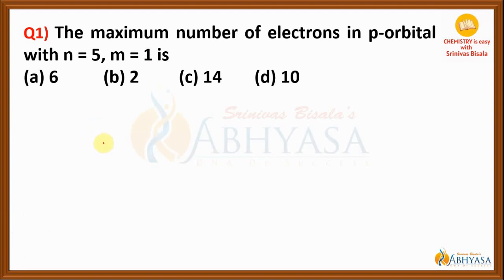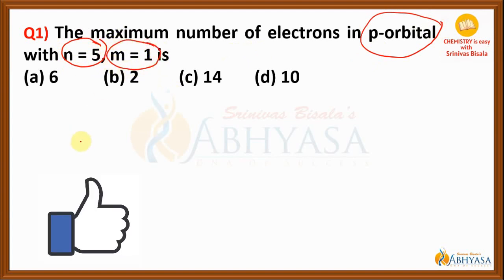Let's see how to solve this. All these are very easy questions. The only thing is you need to be very strong in your basics. How many maximum number of electrons can be present in a p orbital given n value equal to 5 and m value is equal to 1?